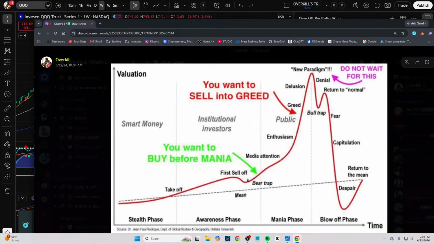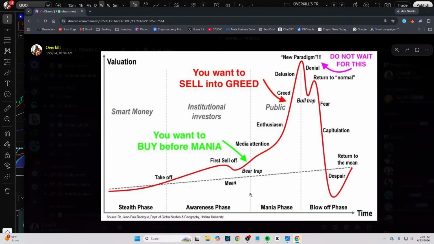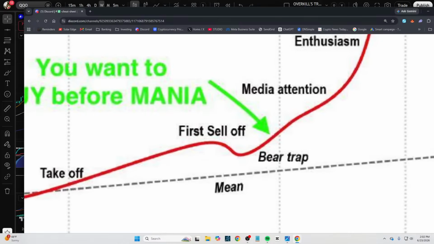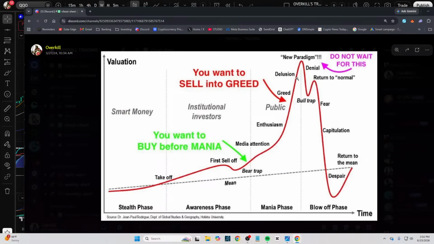Again, we talk about the mean, we talk about the average, right? How do we know we're getting a fair price for something? You would buy it at the average, which is the mean here on this chart. We never want to buy when we are way up off of the averages. We either want to buy into it or below it.